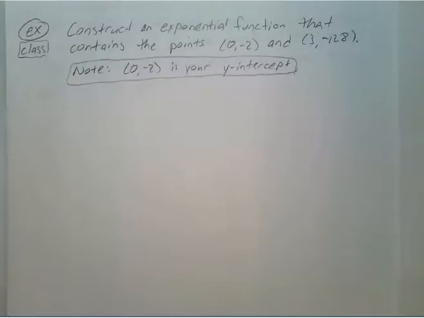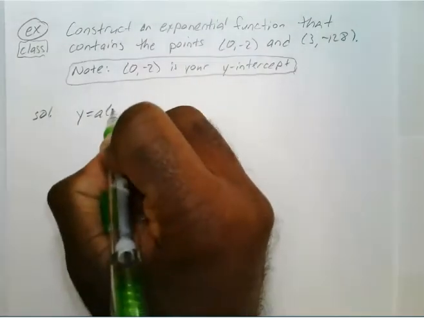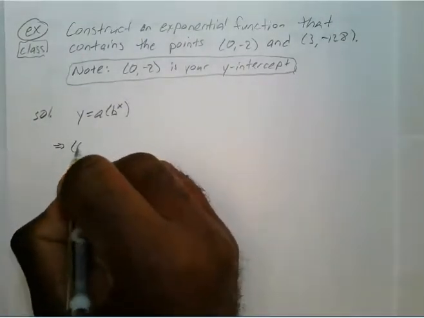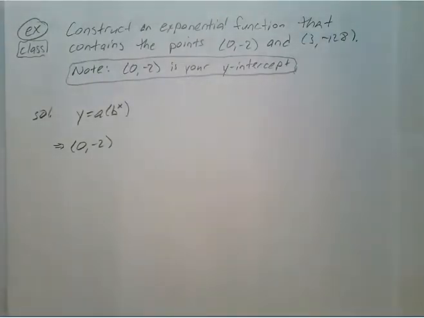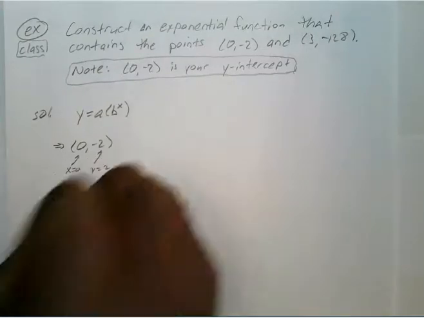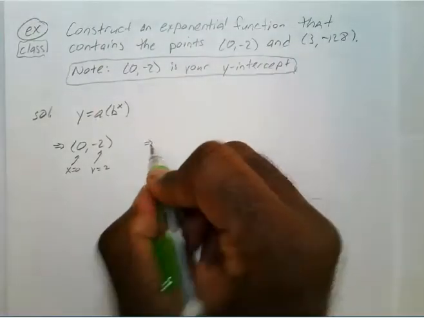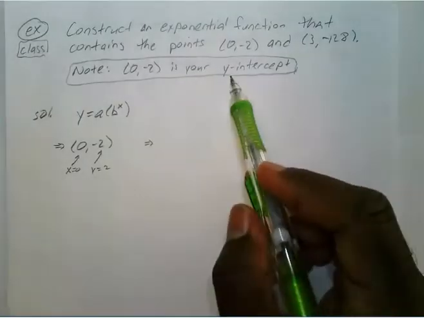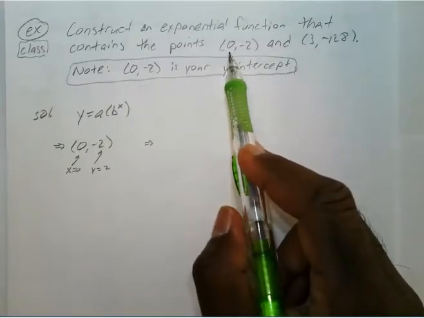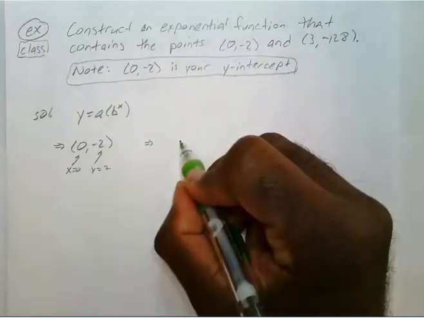All right, so assuming you've pressed pause, let's go ahead and verify. So y equals a times b to the power of x. Okay, so we know that (0, -2) is your y-intercept. That means when x equals 0, y equals -2. So we go ahead and plug those in right here. Actually, you don't even have to plug it in. The reason why I told you that this is your y-intercept, and that was a really big hint, is that when you have your y-intercept, you know that your y value here is your a. And I'll show you why.